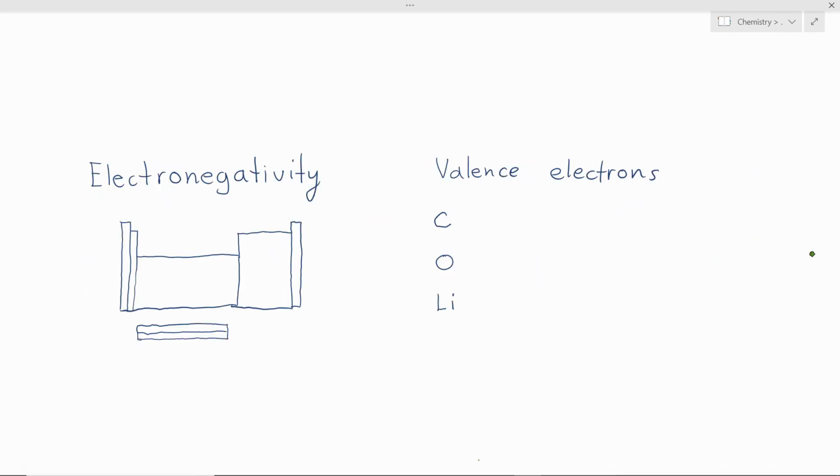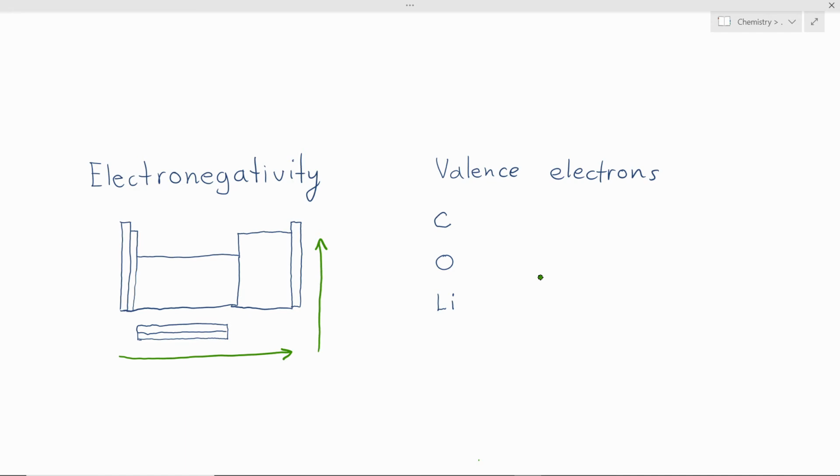Now 2 more things before we start drawing the Lewis structures. First, electronegativity. This is the ability of an atom to draw electrons towards itself and keep those electrons near it. And for the trend here, which is important to know, electronegativity increases as we go to the right of the periodic table and increases as we go up. So your most electronegative atom will be fluorine.